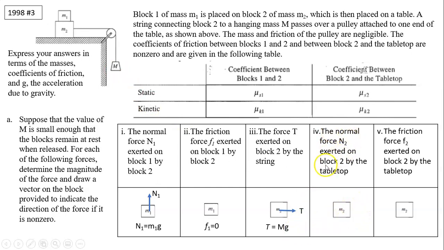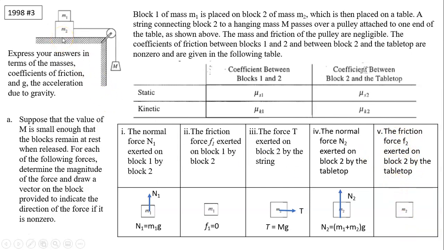Next one, the normal force N2 exerted on block 2 by the tabletop. Now the tabletop has to support both M1 and M2. So N2, that's upward, its magnitude should be equal to the gravity of M1 and M2, (M1 plus M2)g, because both are attracted by the earth downward and the table has to support both.